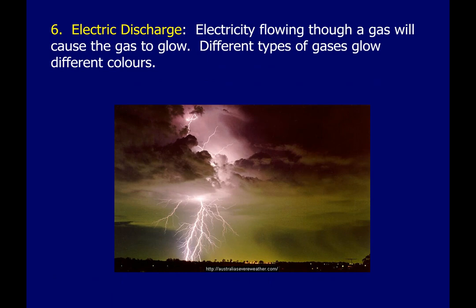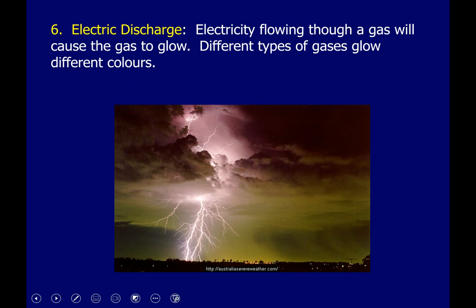And I think we're just about at the end here. Electric discharge. Electricity flowing through a gas can cause the gas to glow, and different gases glow at different colors. So if you get a large enough current to flow through the air, then you're going to get it to glow like in a lightning bolt.